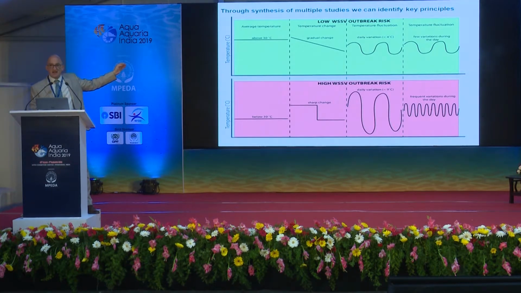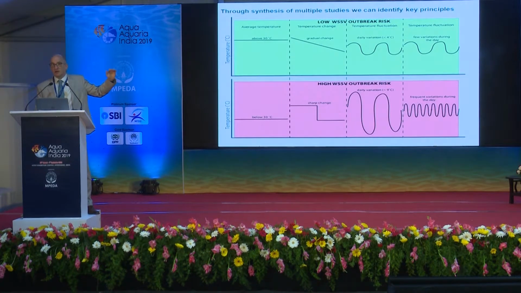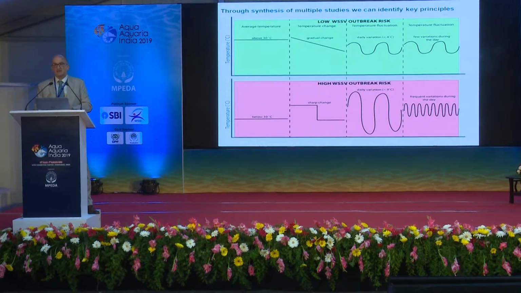Conditions where you have daily fluctuations in temperature, but over a very small temperature range, so the suggestion here is 4 degrees C, again, carry a low risk of disease outcome. Or where there's a low number of changes in temperature through the day, so the suggestion of 2 or 3 temperature fluctuations in a day, again, carry a low risk of disease outcome.